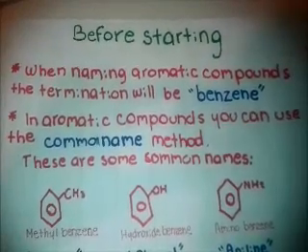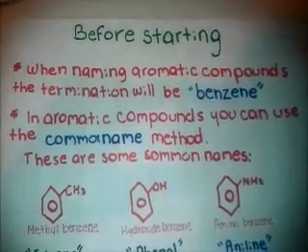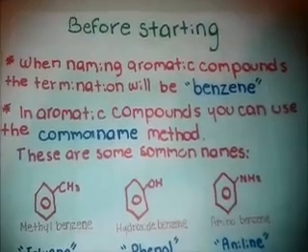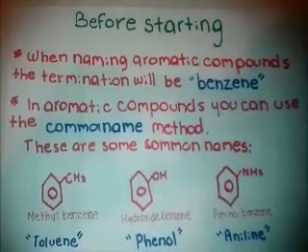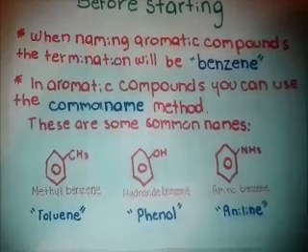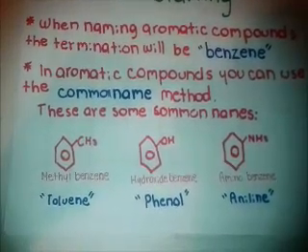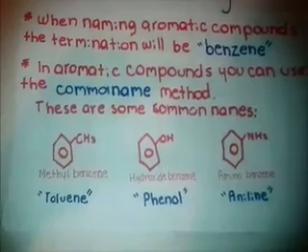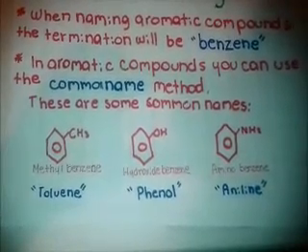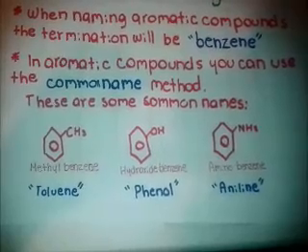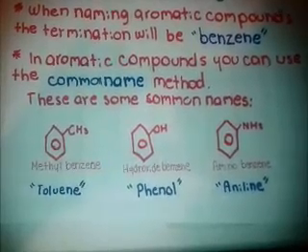Before starting, when naming aromatic compounds, the termination will be benzene. In aromatic compounds, you can use the common name method. These are some names: methylbenzene or toluene, hydroxybenzene or phenol, aminobenzene or aniline.